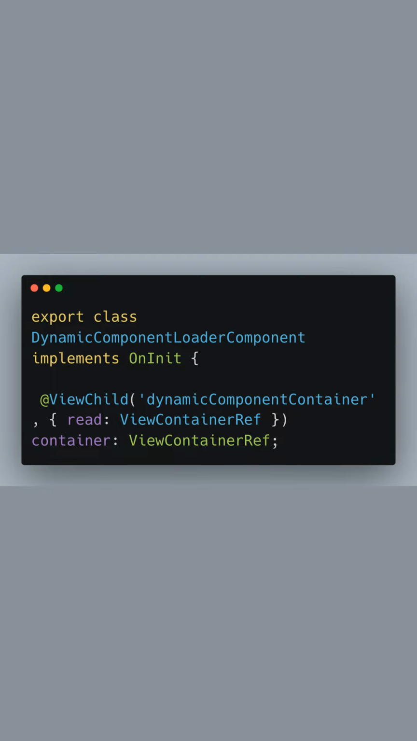In the class definition, we implement the OnInit interface, which requires us to define an ngOnInit method. Using the ViewChild decorator, we get a reference to the ng-template element in our component's template. We specifically tell Angular to give us the ViewContainerRef by passing it in the read property. This container serves as a placeholder to insert our dynamic components.